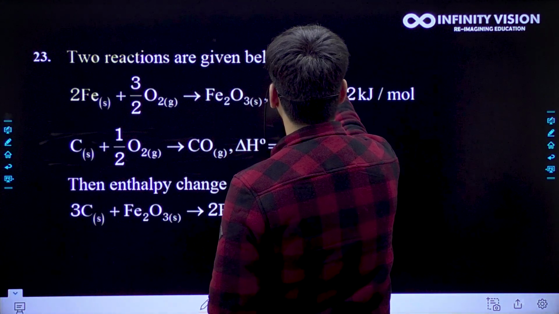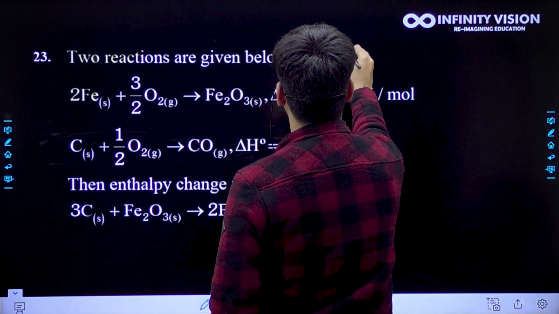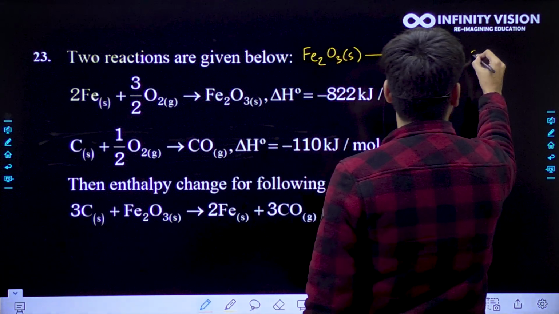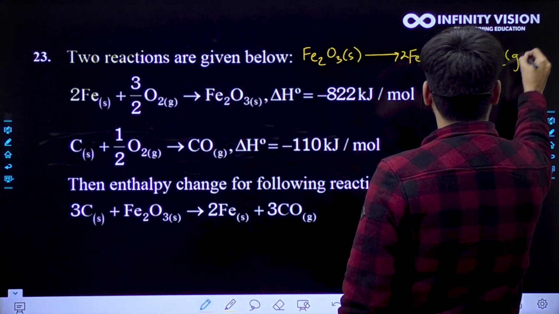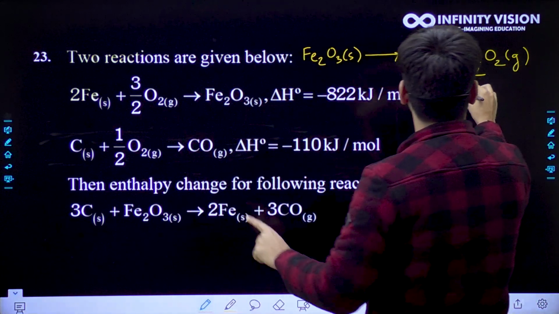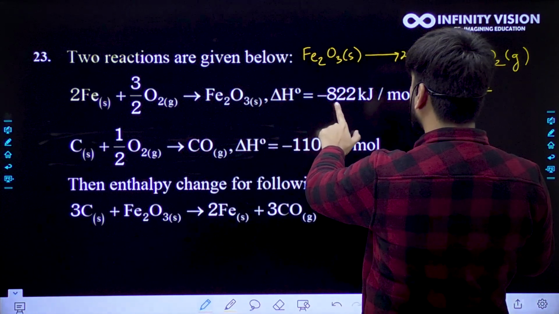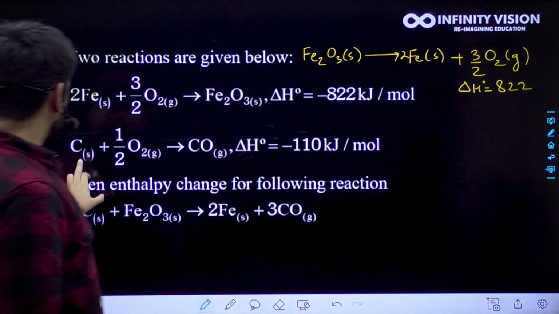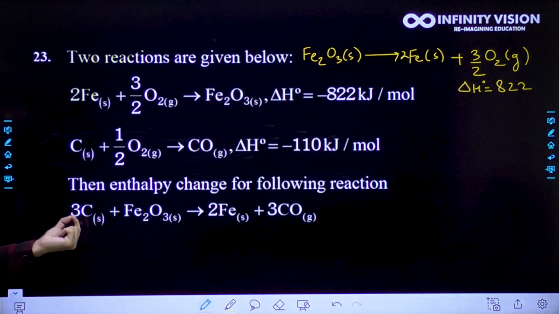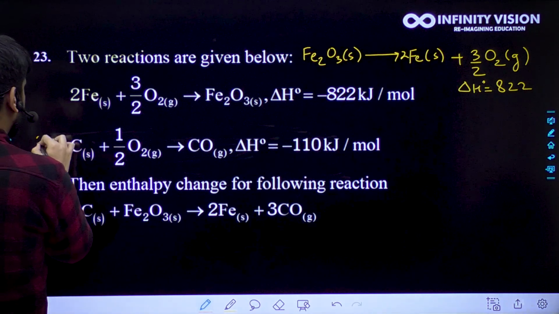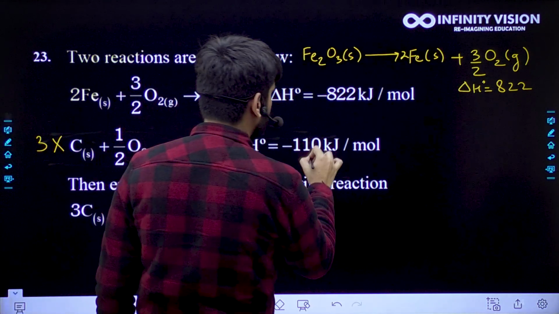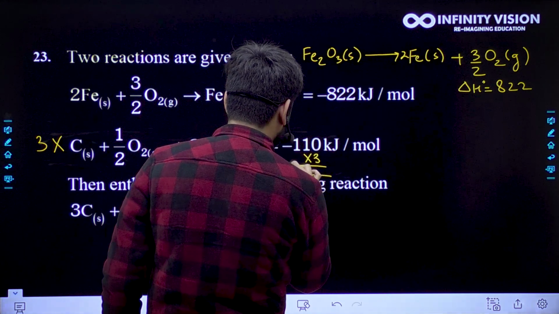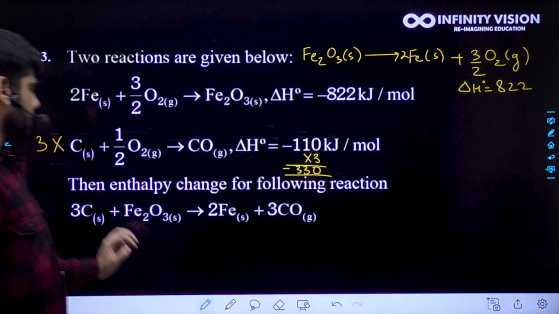If we reverse the first reaction, it will become 2 of Fe solid plus 3 upon 2 O2 gas. And on reversing the reaction, the delta H0 value is also reversed. So from minus 822, it will become plus 822. And the second reaction, see, we need 3 carbon, right? So what we can do is we can multiply the second reaction by 3. If we do so, we need to multiply with the same coefficient over here. So what do we get is minus 330.